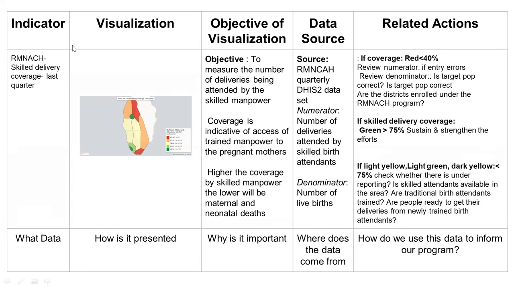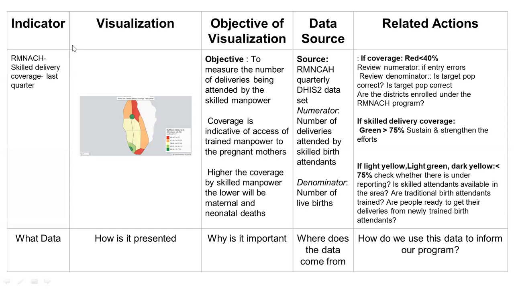The source will be the RMNCHA quarterly DHIS2 data set, and the numerator will be the number of deliveries attended by skilled birth attendants, and the denominator will be the number of live births. And related actions, according to the map legend: if the coverage is red, less than 40%, we'll review the numerator for entry errors, or we'll review the denominator to check whether the target population is correctly enrolled, or whether the districts are enrolled under the RMNCHA program. Maybe the districts having less than 40% coverage are not enrolled in the RMNCHA program.